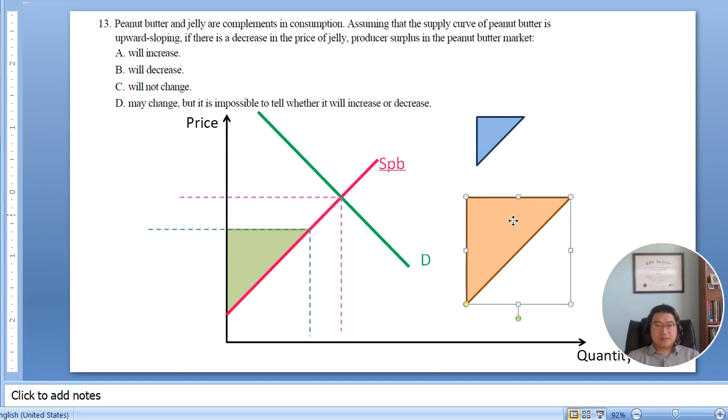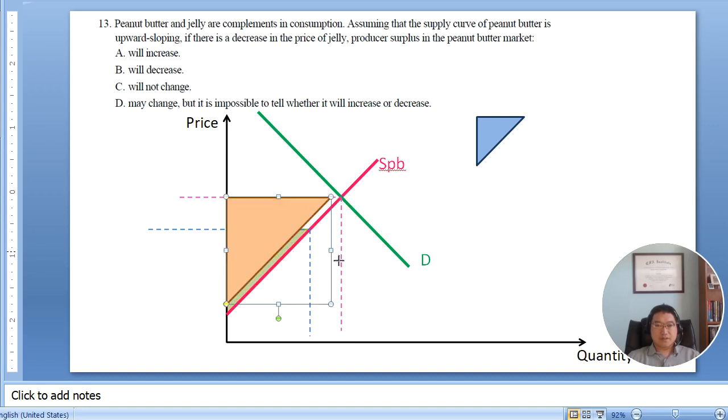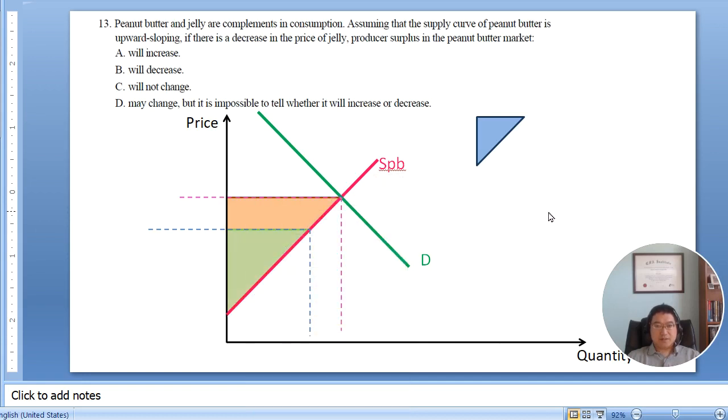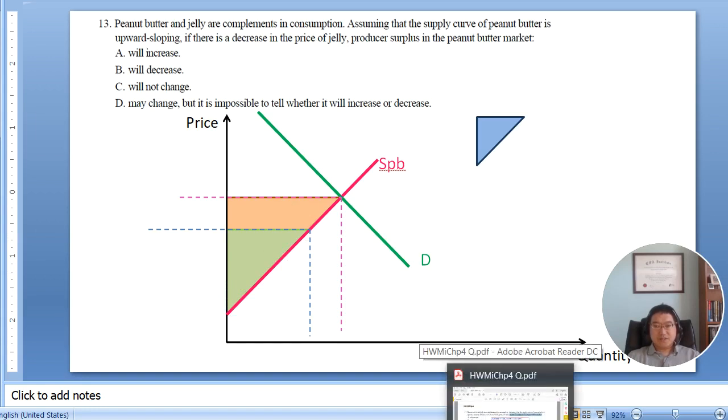Okay, now let's see. What about the producer surplus? The producer surplus area now looks like this. I can make this one slightly larger, and I can send it to the back. Now you can see, right? Obviously this one is larger than the green one, and that's our answer. So this is a fun question.